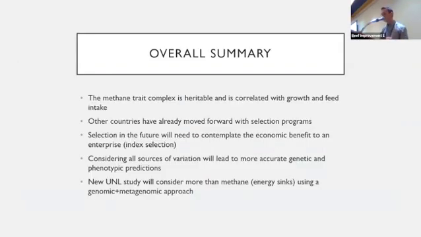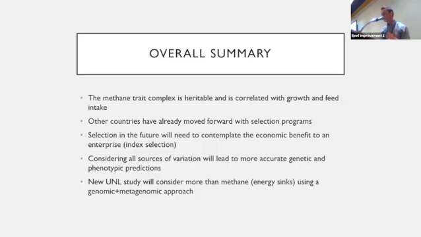So the overall summary: the methane trait complex is heritable and is correlated with growth and feed intake. I think that's fairly well established. The estimates will change over time, but we know those things to be true. Indeed, other countries, as we heard from Jason Archer, have already moved forward with selection programs for this trait complex. In the US, I think we're just starting to really ramp up data collection and starting to think towards that.